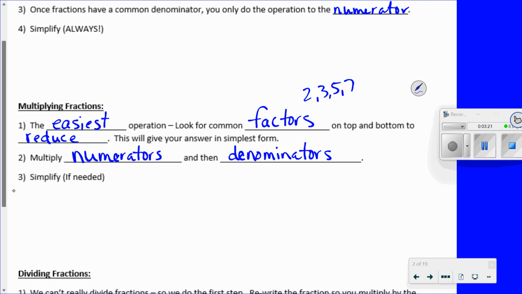Okay, and then number 3, you have to simplify, especially if you do Mr. Chan's way. If you do the reductions, you're simplifying. The most you'd have to do is turn it into a mixed number. Okay?